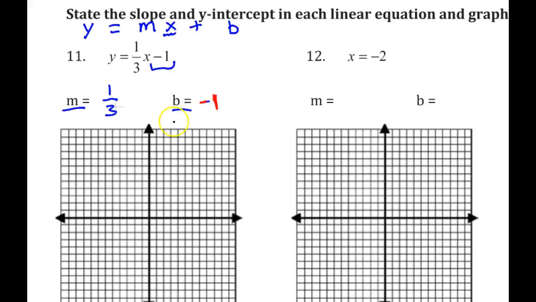So remember, that's the y-intercept. This is the y-axis right here, so you have to find -1 on the y-axis. So start at 0, go down 1. There's -1. And then you can go up 1, right 3. Several times. Up 1, right 3. And of course you can go the other direction as well, as long as it's on the same straight line.